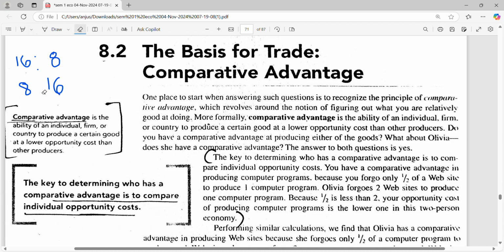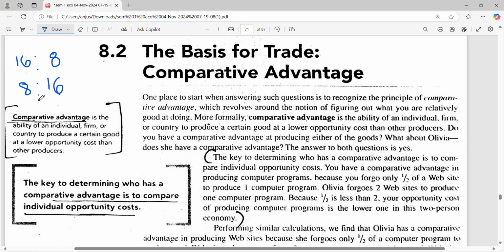Okay, so this is the comparative advantage that you had in the case of computer programs and Olivia has in the case of websites. So a comparative advantage is the ability of an individual, firm or country to produce a certain good at a lower opportunity cost than other producers. The key to determine who has a comparative advantage is to compare the individual opportunity cost.